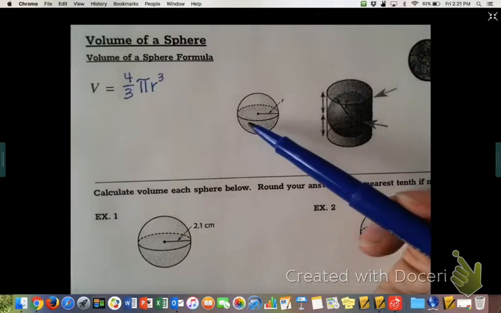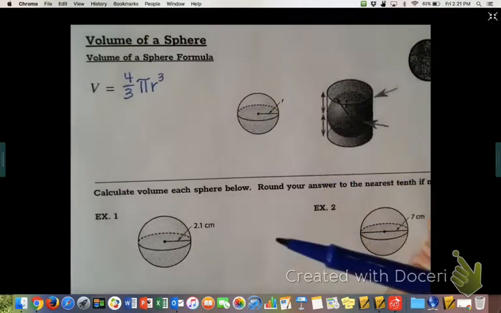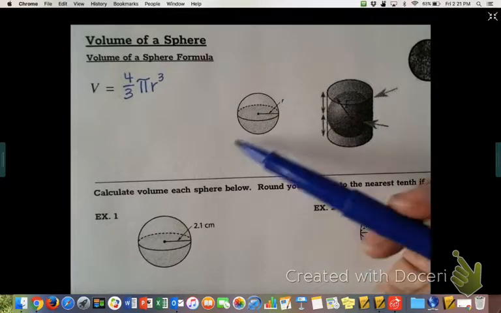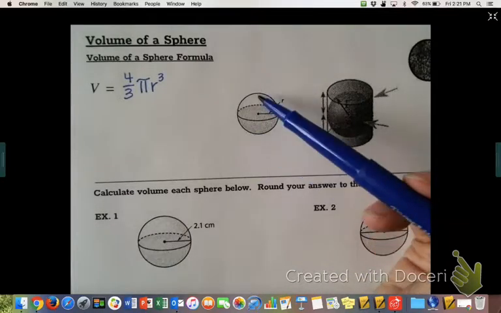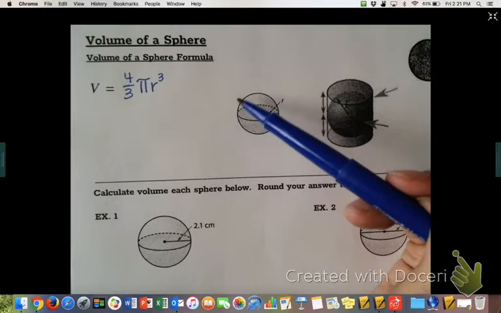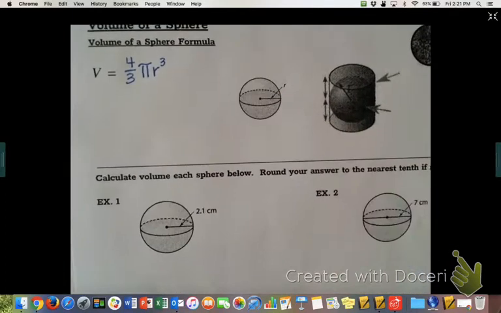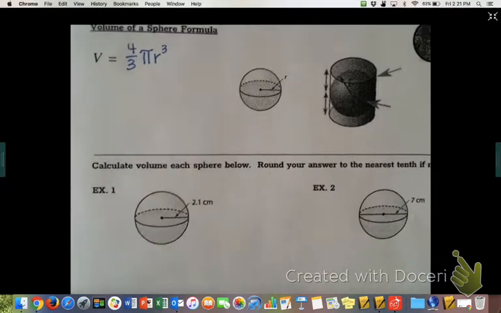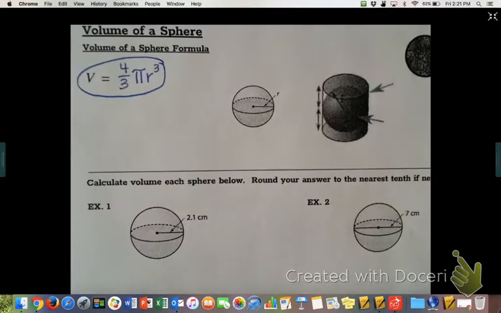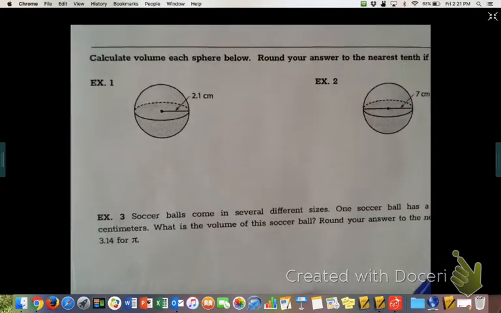That's why it's 4/3. It's part of the ratio of making it a three-dimensional circle and being able to shave off part of what would have been a cube. So that 4/3, even though it's kind of a gross fraction, we kind of need it. So just look at that formula and try to remember it. All right, let's just try example 1.